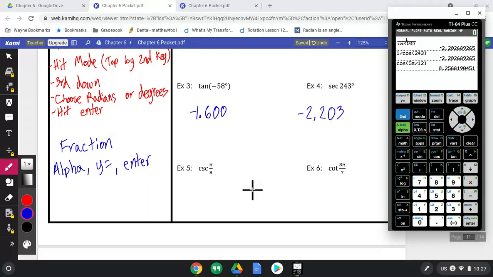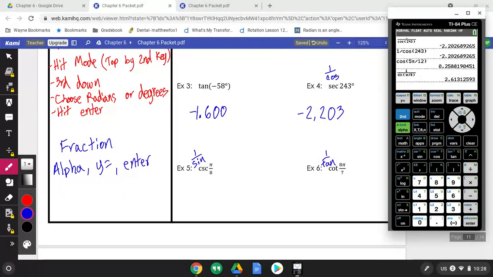Okay. Now, down here, cosecant of pi over 8. Remember, secant pairs with cosine, or it's 1 over the cosine. Cosecant pairs with sine, or 1 over sine. And then finally, cotangent would be 1 over the tangent. So on this one, 1 over the sine. So once again, I'm going to do alpha, y equals, enter to get that. Now 1's on top, and then on the bottom, it's going to be our sine of pi divided by 8. We close that, hit enter, and there we go. We got 2.613.